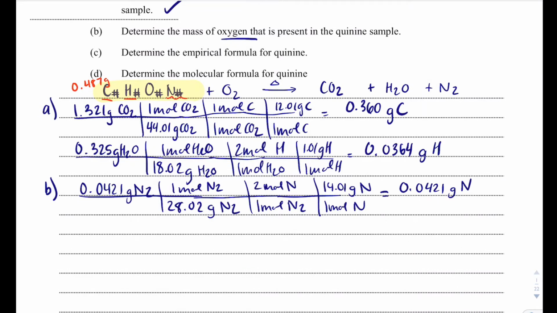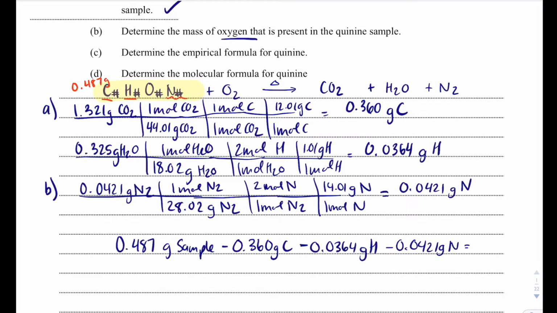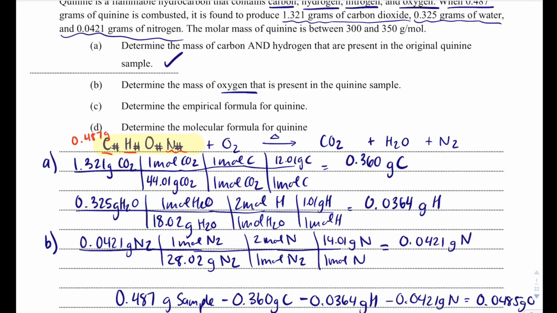So what I'm going to do is take 0.487 grams of our sample. We will subtract 0.360 grams of C, minus 0.0364 grams of H, minus 0.0421 grams of N. When I do that, what's left over is 0.0485 grams of just O. And so I have answered question B.